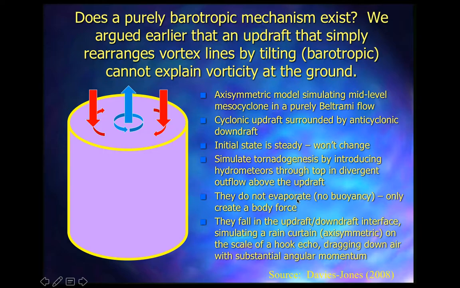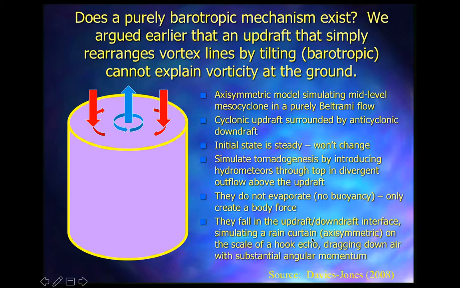Okay, and he was then saying, let's simulate tornadogenesis by introducing hydrometeors through the top of this model in a divergent outflow above the updraft. So in other words, we know that there are hydrometeors that are produced by the storm, and we know that they fall, and we know that the hook echo is an indication of those hydrometeors, precipitation, falling around the updraft, not necessarily symmetrically around the updraft. We know the hook echo sometimes will progress around the updraft and the tornado will become rain-wrapped, but suppose that this is the case.